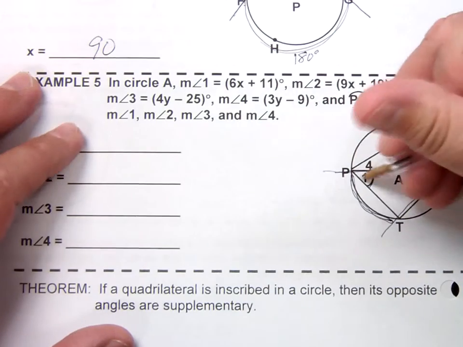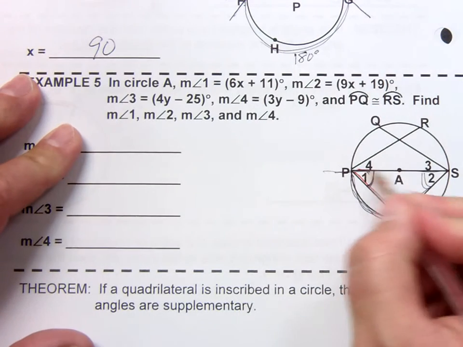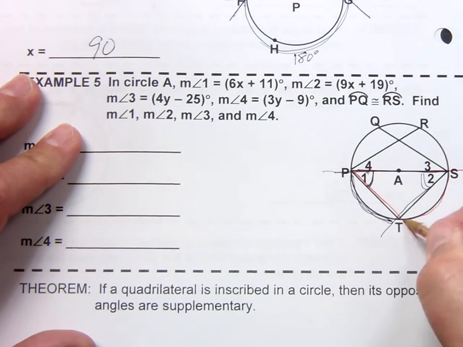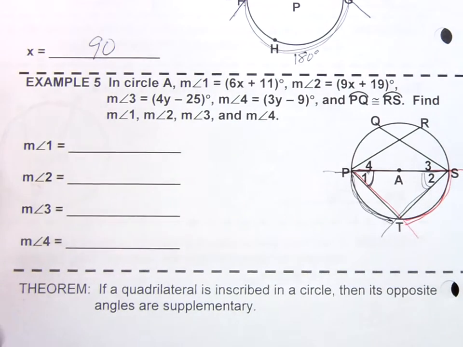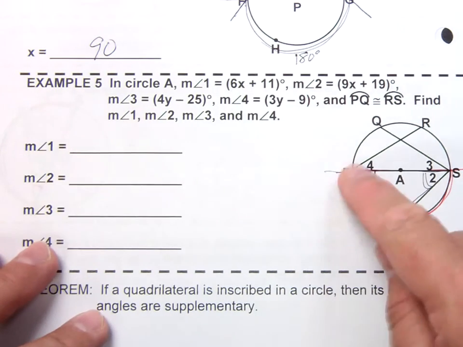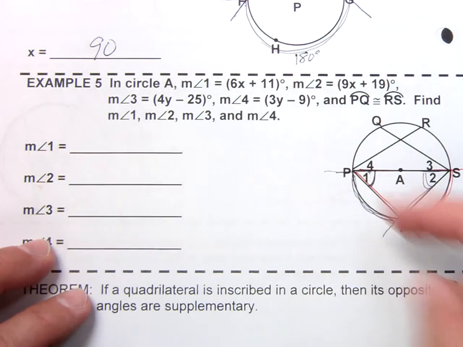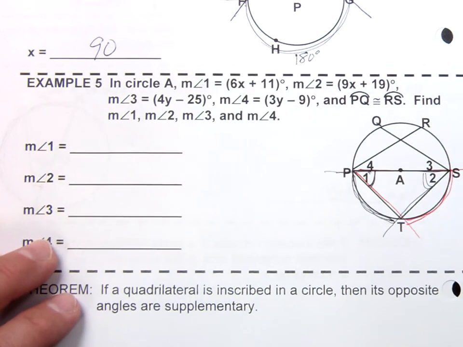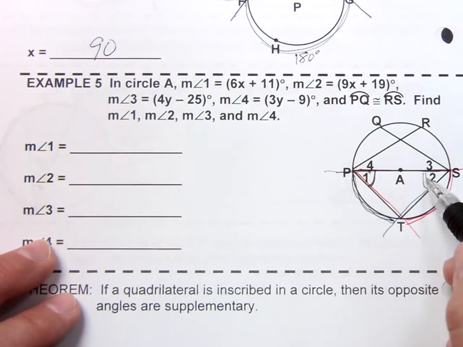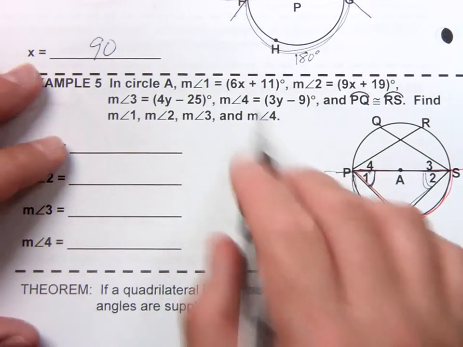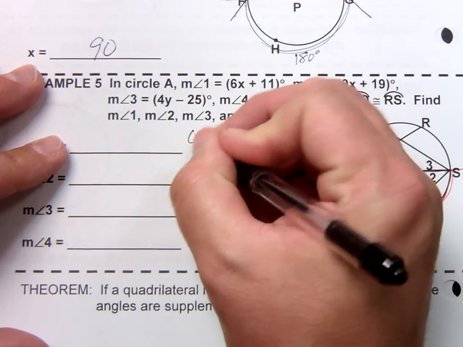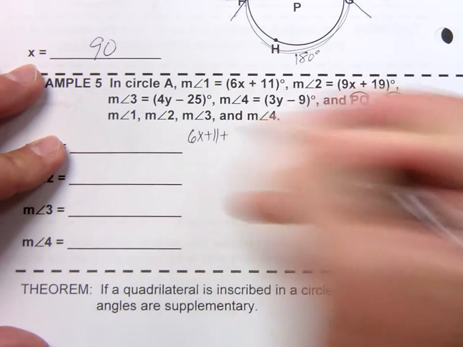And angle 1 is intercepting this arc. Now, what I do notice about those two arcs is that together they form a semicircle, so I know these arcs add up to 180. Well, these inscribed angles are half of those arcs. So if the arcs add up to 180, then the angles have to add up to half of that, 90. So I'm going to take those two expressions, add them together, and set it equal to 90.